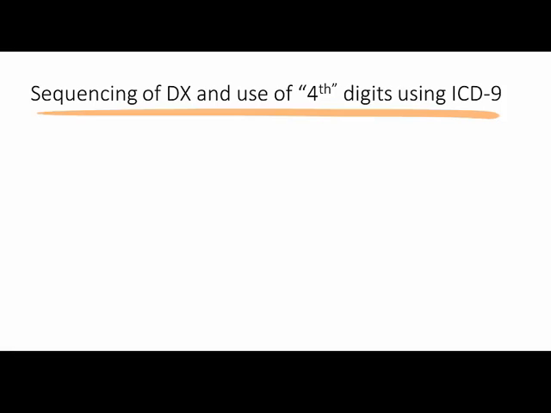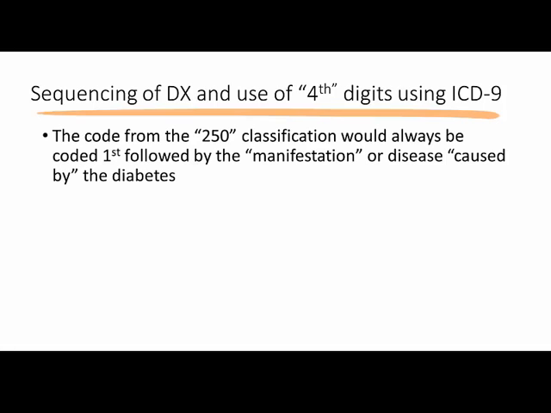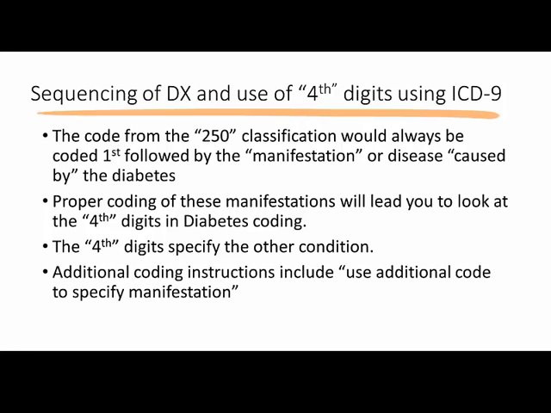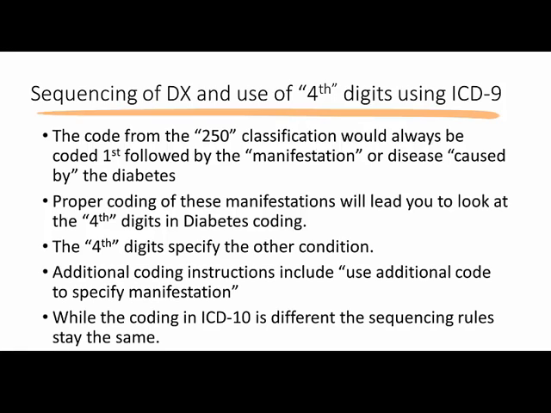In ICD-9 coding, your fourth digit is what is going to signify your complication. The code from the 250 classification would be coded first, then followed by the manifestation of the disease caused by the diabetes. Your additional coding instructions include use additional code to specify the manifestation. While the coding in ICD-10 is different, the sequencing rules stay about the same.